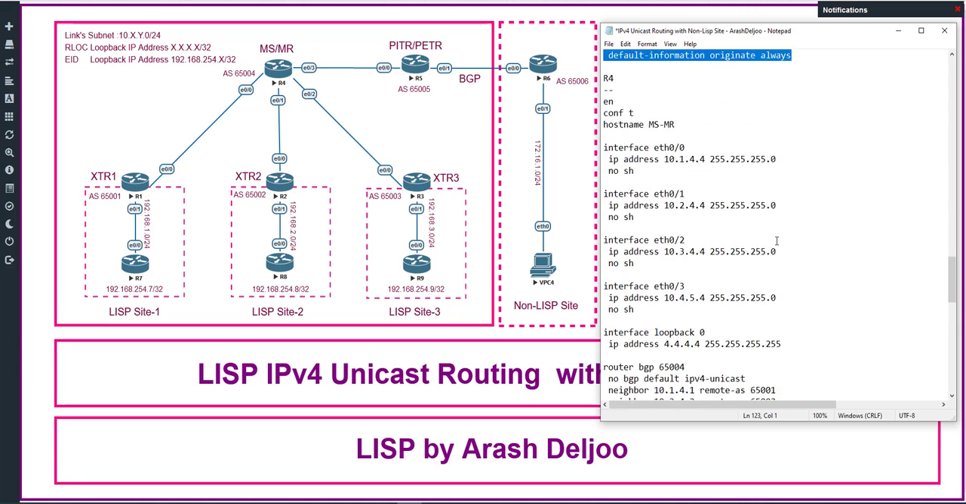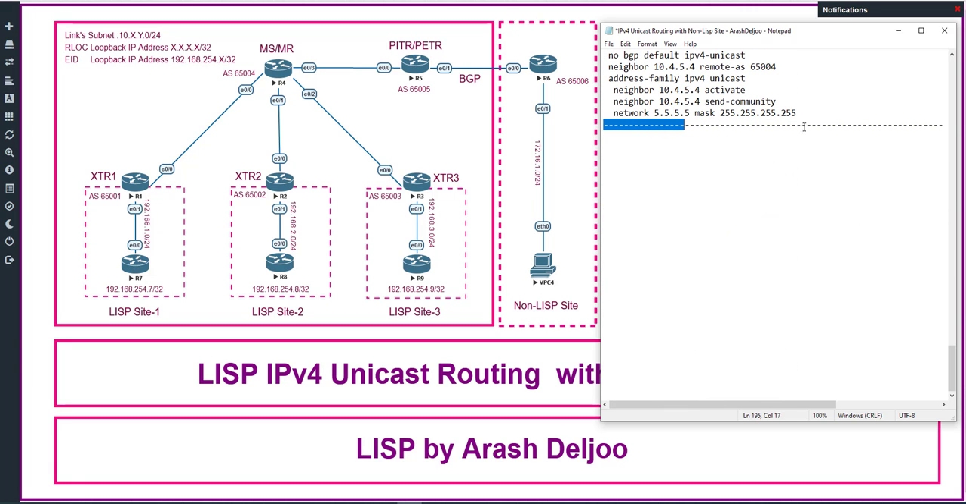Router 7, router 8, and router 9. Let me configure here. Look at here. First, R7. This is the first router.